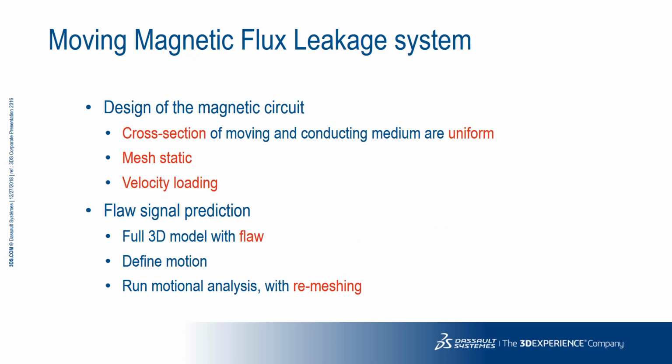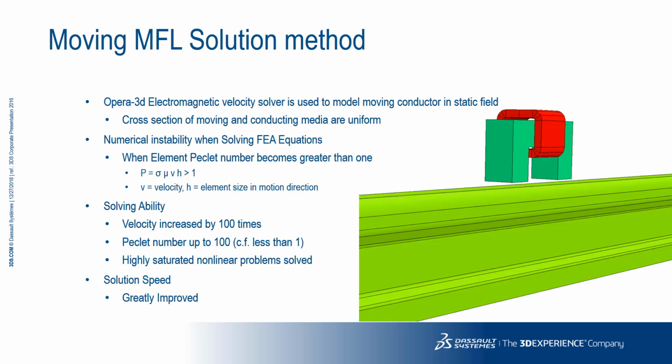When analysing a moving MFL system, you can make use of 2 different analysis types. Firstly, you can model a moving conductor in static field by merely applying a loading and assuming the cross-section of moving and conducting media are uniform. You might use this to check the saturation of the flux into the specimen. It will not predict the signal generated by a particular type or shape of flaw. For that, you'd need to use a transient analysis, whereby the pieces move relative to one another and the problem transiently remeshes as the solution progresses. Naturally, the former type of analysis takes less resources to perform. We'll now look at these 2 analysis types and what they might be used for.